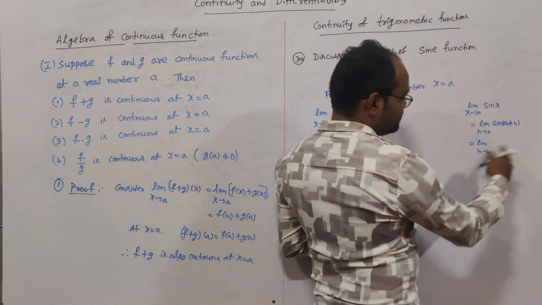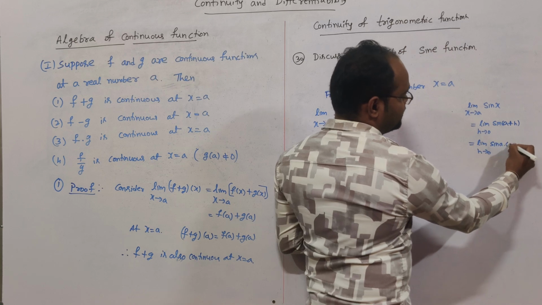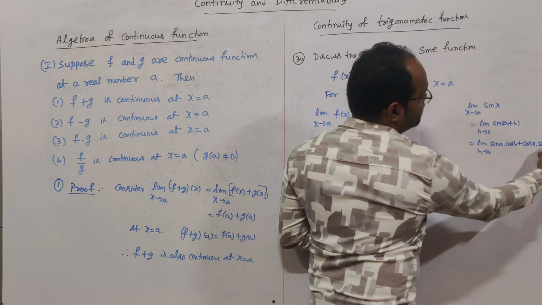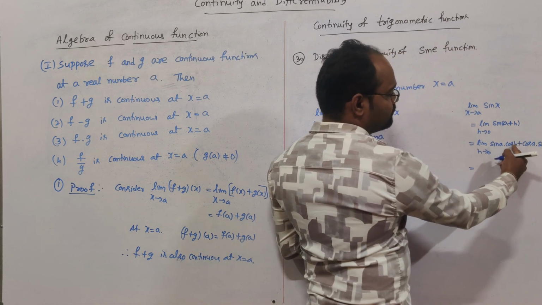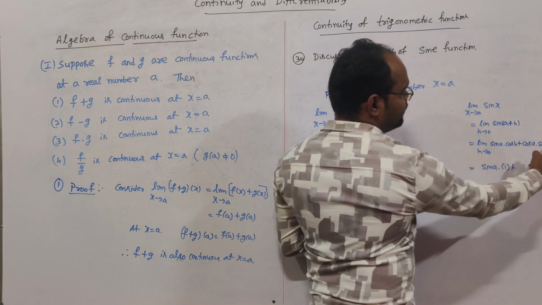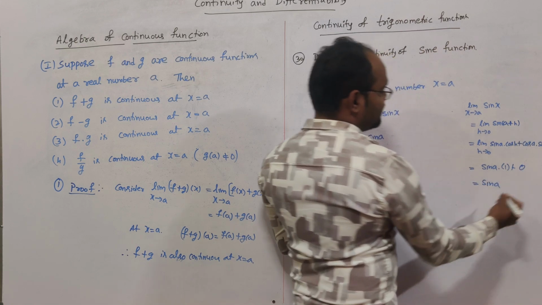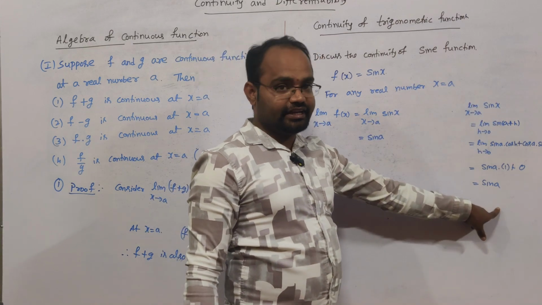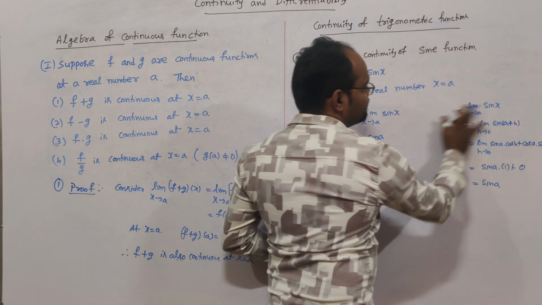Now as h tends to 0, expand it: sin a cos h plus cos a sin h. If you apply the limit, cos 0 is 1, so sin a into 1 plus cos a into sin 0, which is 0. So that is sin a. This is how we get the limit as x tends to a of sin x is sin a. But there is no need to write this, I will erase it.